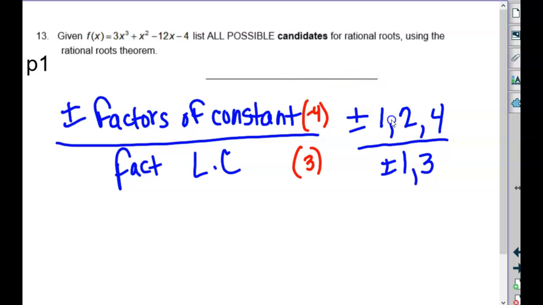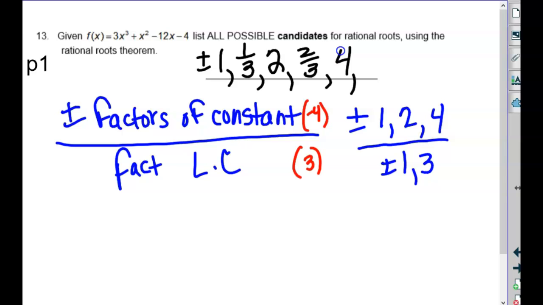So if you put a 1 over a 1, you get a 1. Put a 1 over a 3, you get a 1/3. Put a 2 over 1, you get a 2. 2 over 3 is a 2/3. 4 over 1 is 4. 4 over 3 is 4/3. No, the order absolutely doesn't matter. You have to have a plus or minus, but you can have it once and I'll be okay with that.